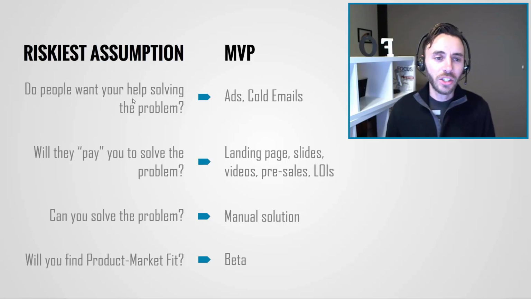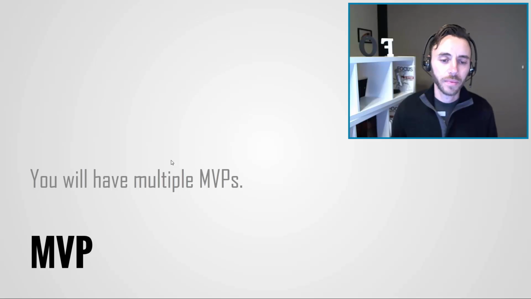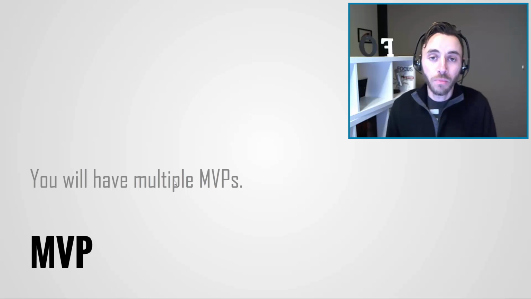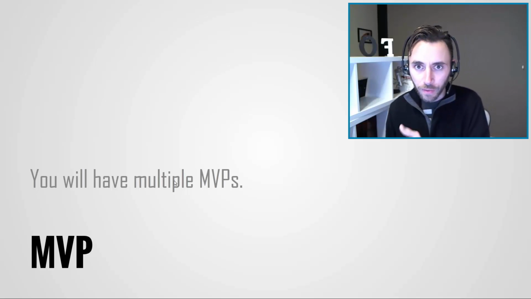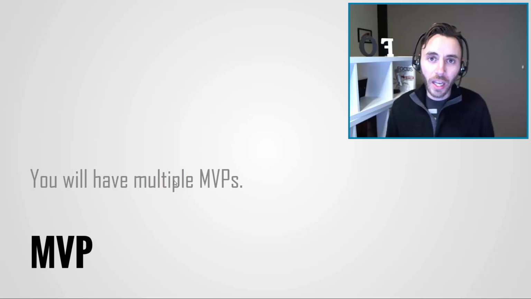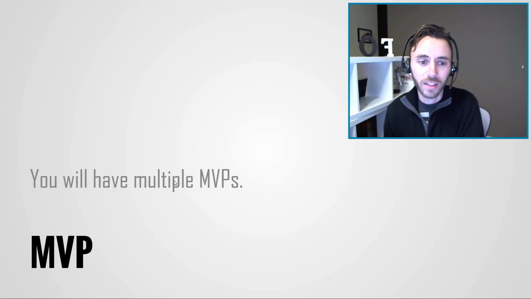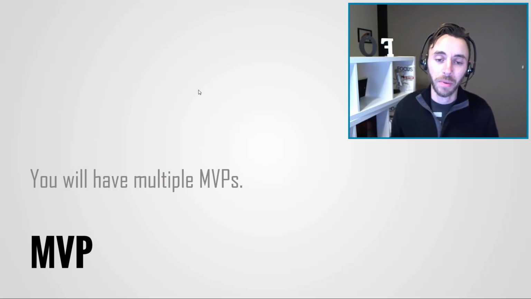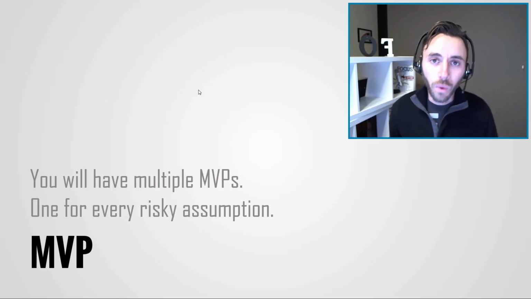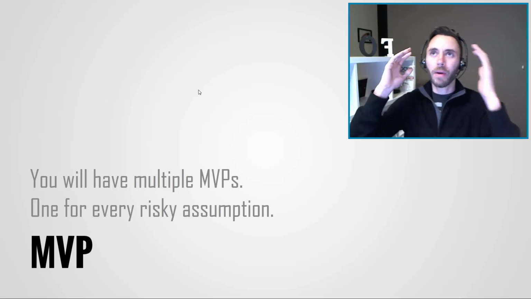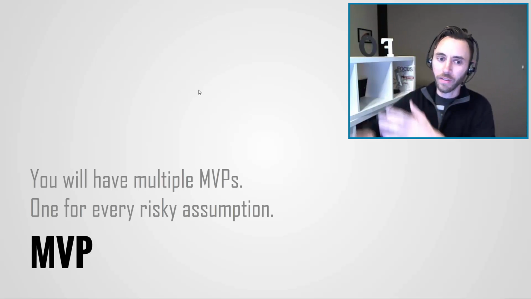So you can see that each type of risky assumption has a different type of MVP that you use, because each of these is the least effortful way to test that risky assumption. All right, so you can see now that you will have multiple MVPs. You must, because the least effortful way to test a risky assumption changes based on the risky assumption. In fact, you're going to have one for every risky assumption.